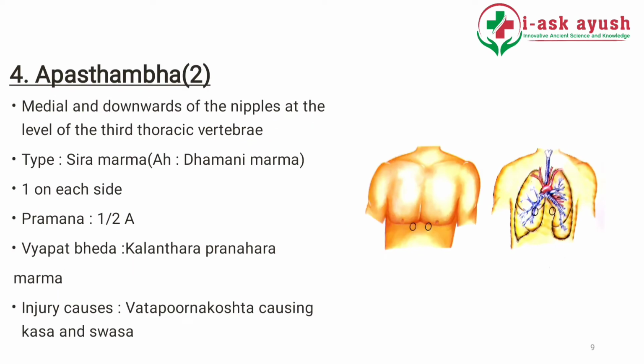Next is Apasthambha. Apasthambha is 2 in number and is situated medial and downwards of the nipples at the level of the third thoracic vertebrae, Ubhayatra Uraso. It is a Sira Marma according to Susruta and according to Ashtanghrida it is Damani Marma, 1 on each side. Pramana is half angula. Vyapat Peda Kalandara Pranahara Marma and its injury causes Vata Purna Kosta causing Kasa and Shwasa.